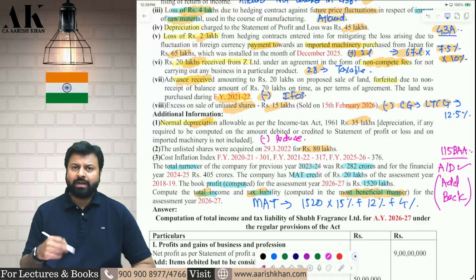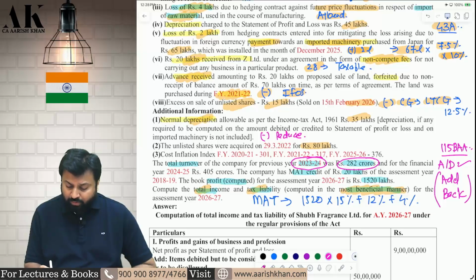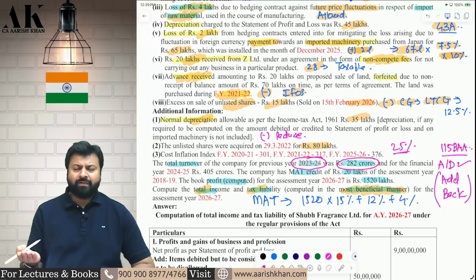After that, you have to compute your tax. Total income you have computed. What will be the tax rate? The turnover of last year is 282 crore. Therefore, the tax rate will be 25% as per normal provision plus surcharge if applicable and cess. Okay, this will be your normal calculation.